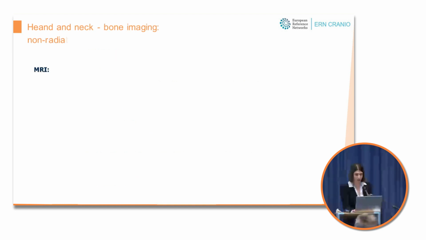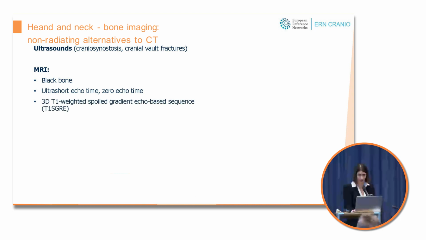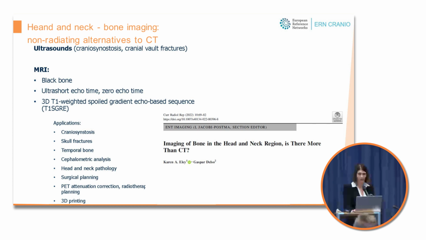In order to reach this goal, many non-radiating solutions have been proposed, among them MRI. Standard MRI sequences do not provide sufficient detail to investigate the cortical bone due to its very rapid signal decay. For this reason, dedicated sequences have been developed, including black bone MRI. They have been applied in a variety of conditions, including craniosynostosis.